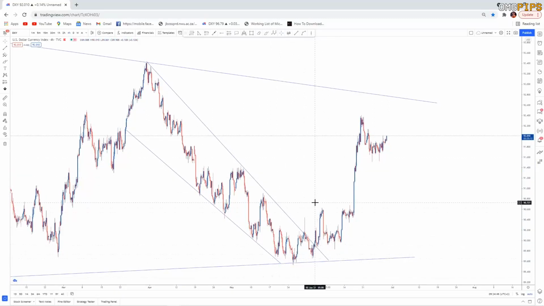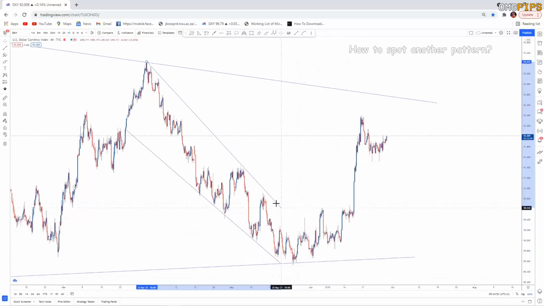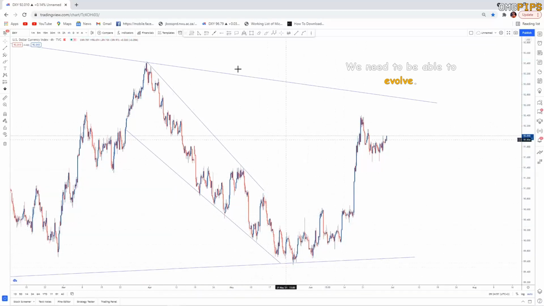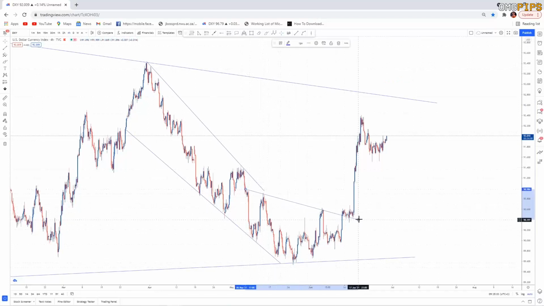After this bearish type of channel, we must look at the market in a different way as well. As the market finally broke out and started playing over here, then to spot another pattern, you need to be able to evolve. So we have moved out of this structure. Now we're looking for the next structure. What does the next structure look like? This was the next structure.